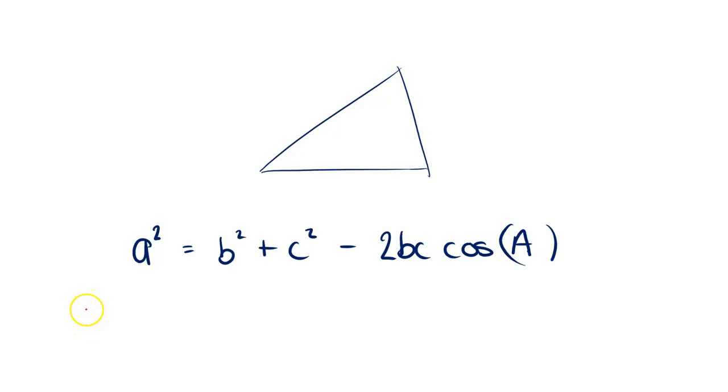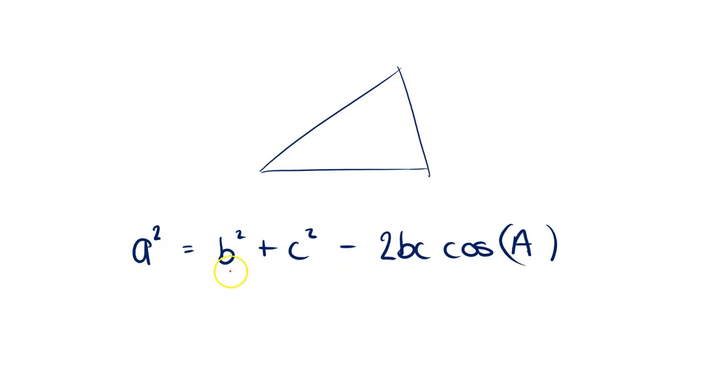Hello and welcome to this video where we're going to be looking at the cosine rule and how you can use the cosine rule to find missing sides and angles in triangle problems. You can see the cosine rule on the screen in front of you here. And just take note of the letters that you have.